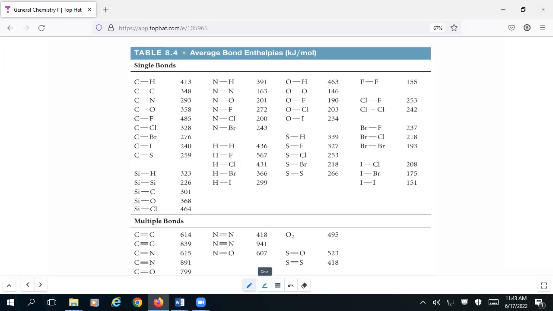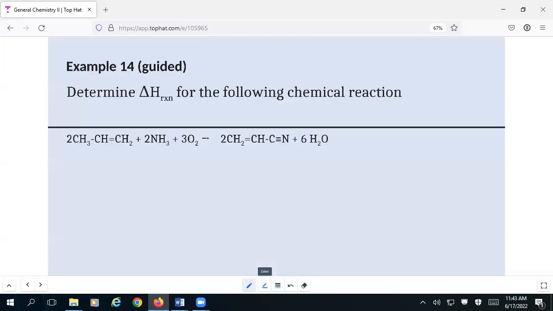Kind of a nice little one pager here, out of the appendices that I've given you electronically in Blackboard and at the top of Top Hat. But they do the same thing. So let's take a look at a couple of examples of how to solve these kinds of problems.